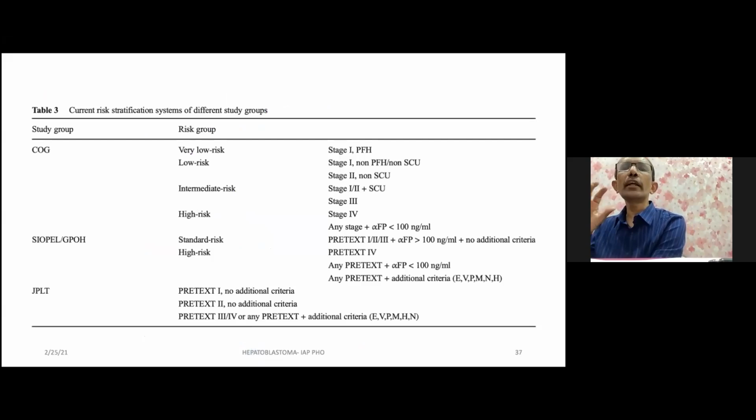Every protocol which your institution follows, you can thoroughly go through that protocol, follow that risk stratification and follow those guidelines. Don't take one protocol's risk stratification and use another protocol's because of some convenience. So if you are not doing biopsy, upfront chemotherapy, delayed surgery, it should be SIOPEL.